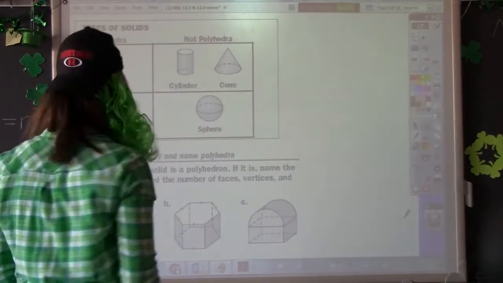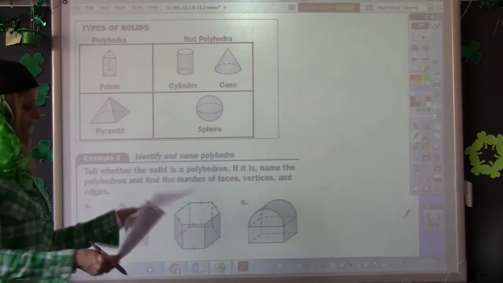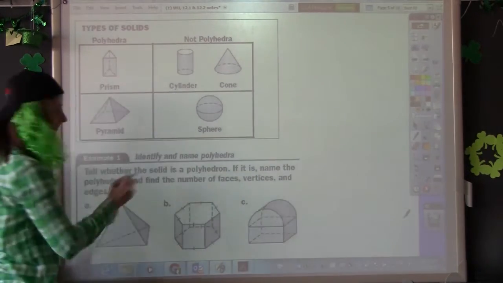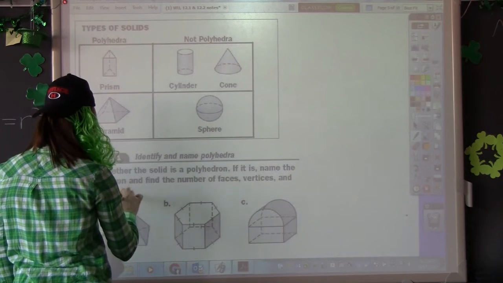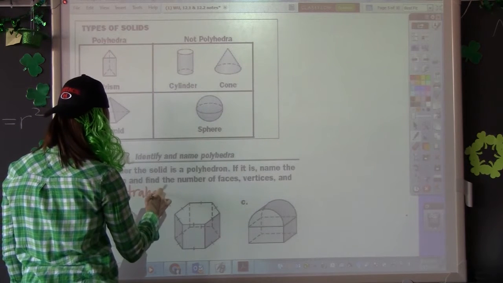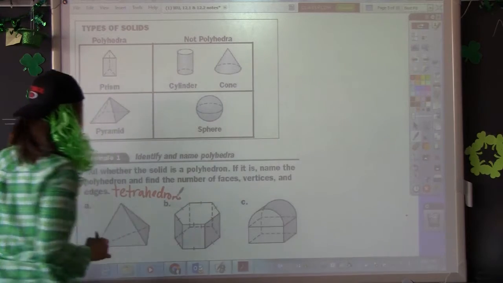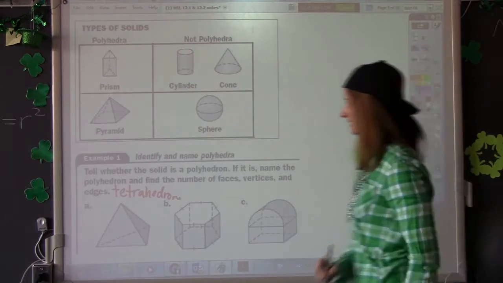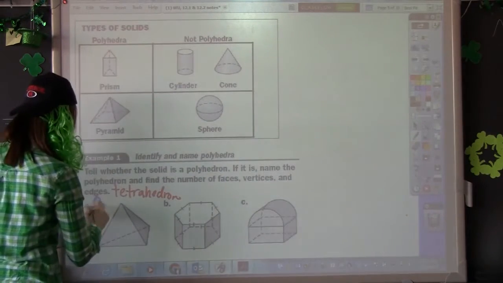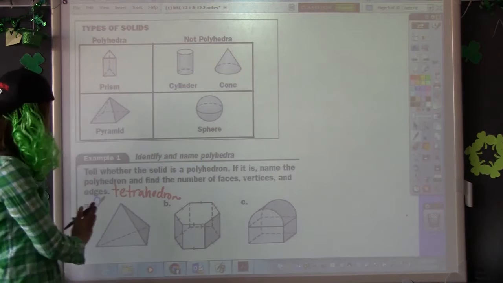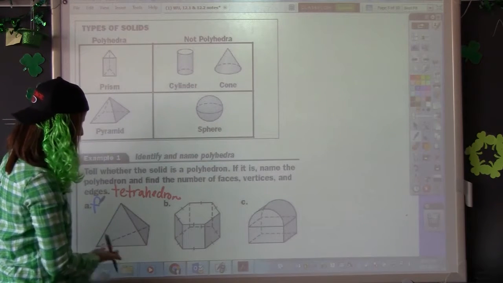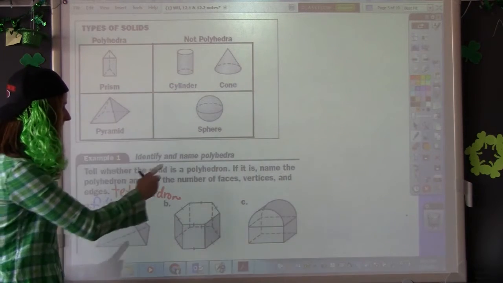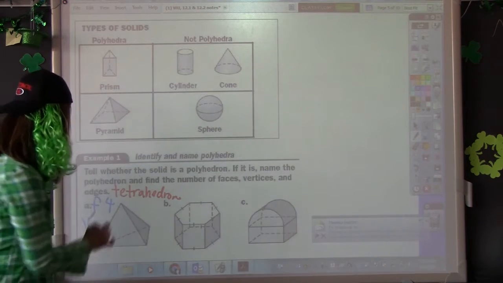Tetrahedron. Like Tetris? Okay. So, go ahead and write that down. Okay, so faces, vertices, and edges. So I'm going to put faces. How many faces? We've got 4, and then we've got a bottom. 1, 2, 3, and 4. 4 faces. Vertices. How many vertices?